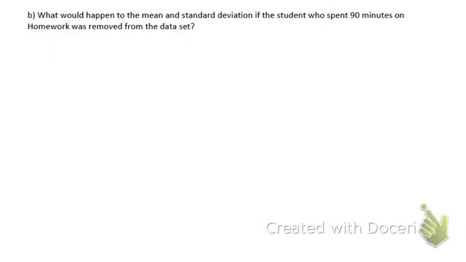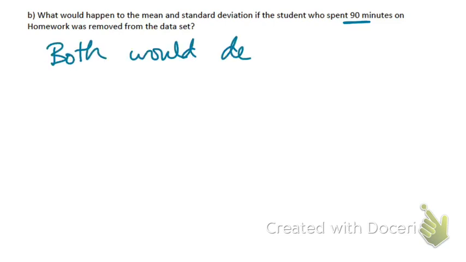Last question of chapter 1. What would happen if we remove the 90-minute person? What would happen to the mean? Would it go up or down? It would go down. What would happen to the standard deviation if I take out that big distance? It would also go down. Both would decrease.